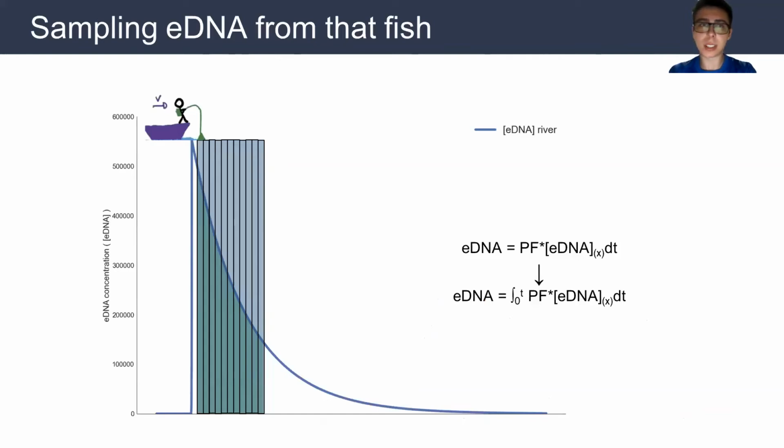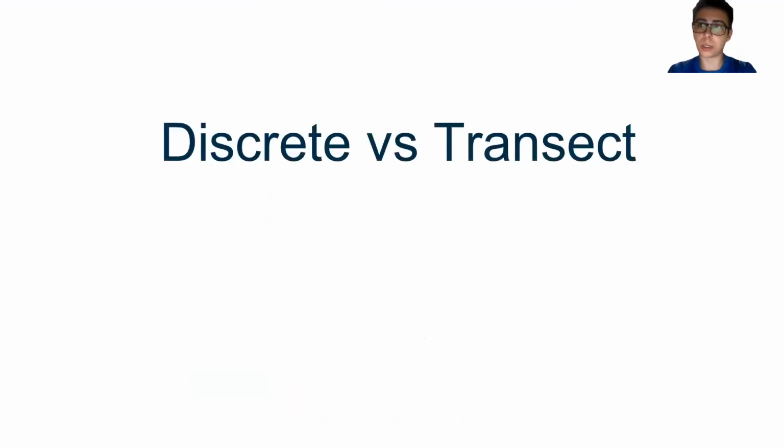For transect sampling, you just have to imagine that at every little piece, you're sampling depending on the pump flow, the DNA concentration, and how much time is spent there. So the integral is going to be the solution for our transect sampling. We're able to solve it, but we won't be able to show it here. We're just going to show the results.